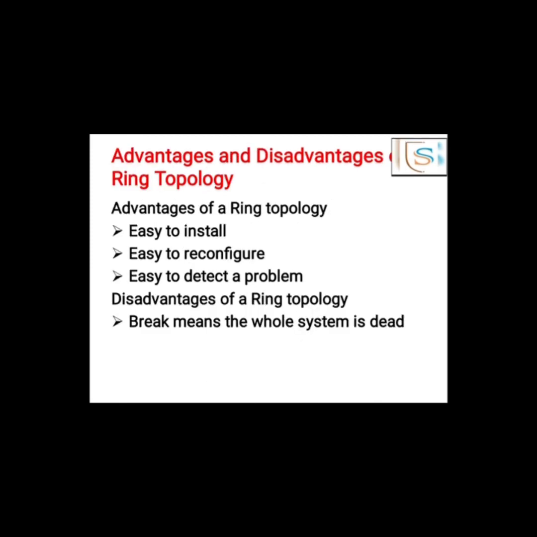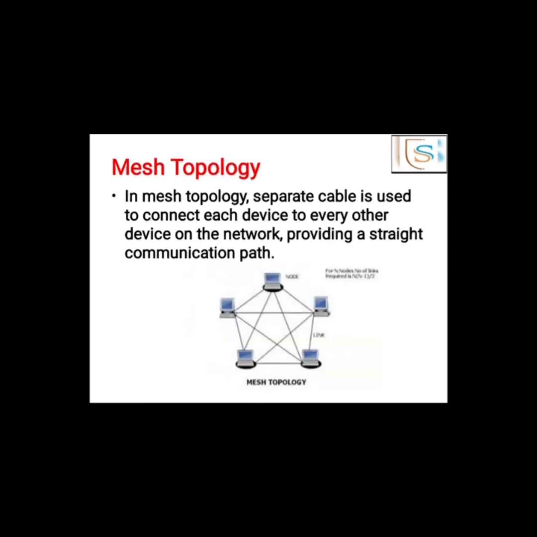Advantages of the ring topology: easy to install, easy to configure, easy to detect a problem. Disadvantage of the ring topology: if there is any disruption in any system between two connected computers, then my whole system goes dead because of that. At the last we have mesh topology.